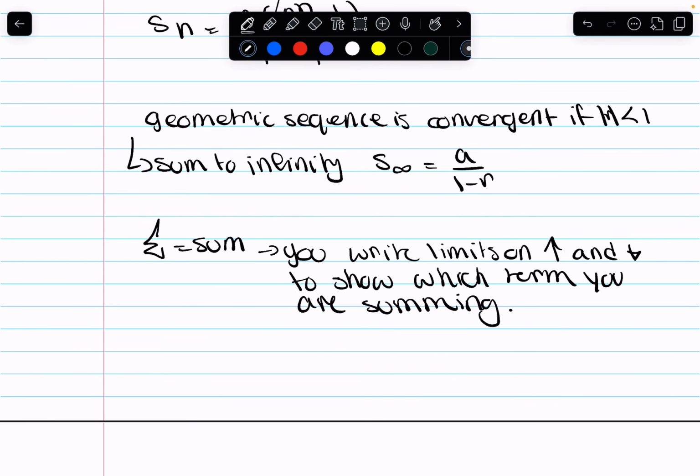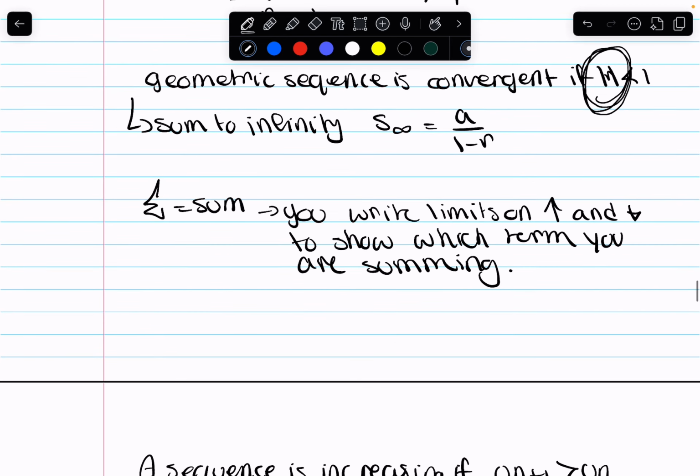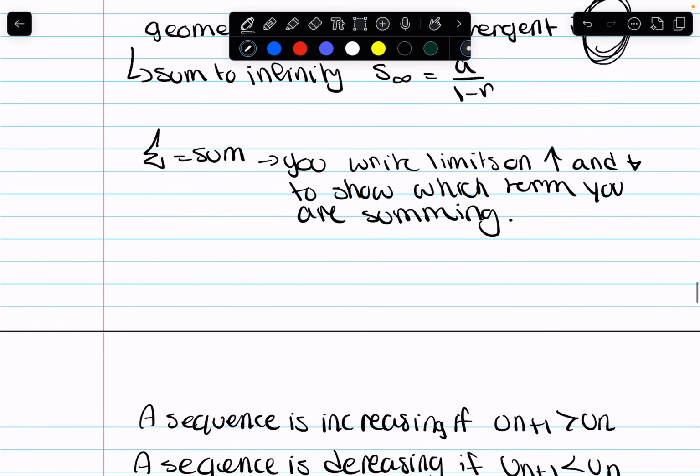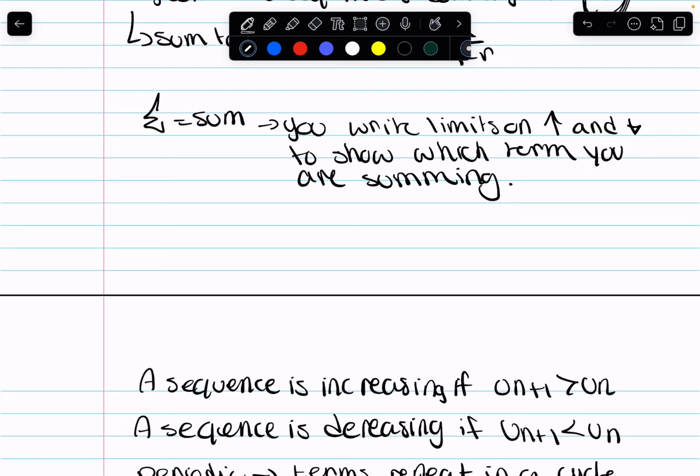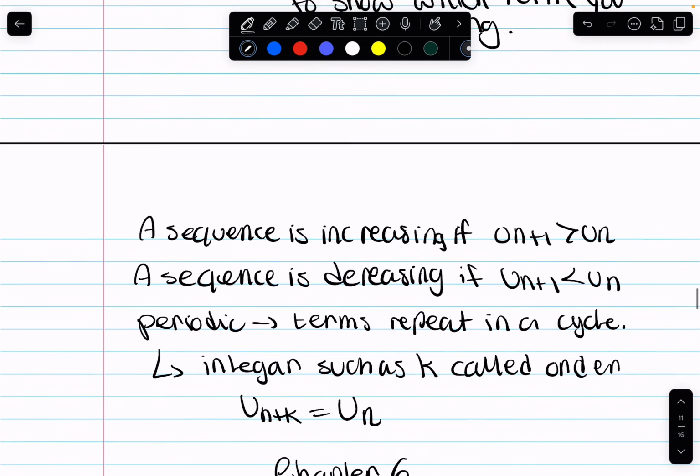A geometric sequence is convergent only if the magnitude of your r, or your ratio, is smaller than 1. Then you can find the sum to infinity. Again, this is given in the data booklet, and it's a over 1 minus r. This is the sigma notation, which shows you the sum, or adding everything together. You write limits on top and bottom to show which terms you're summing.